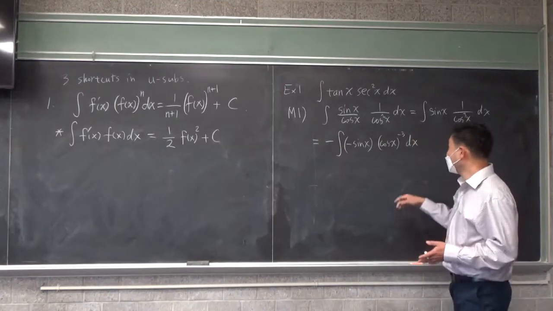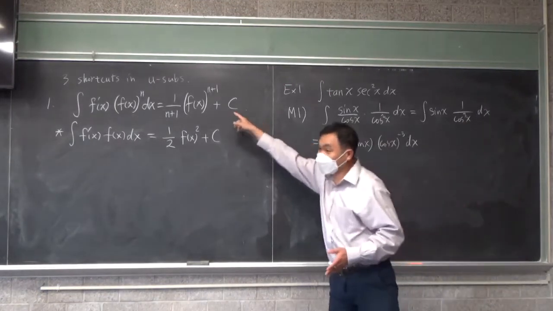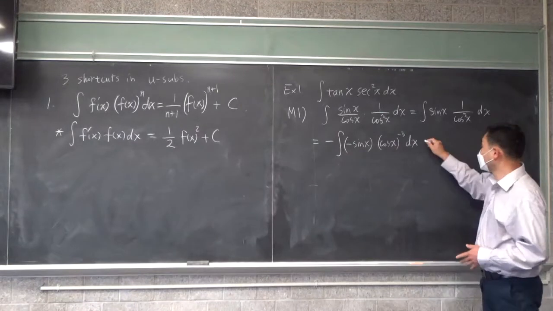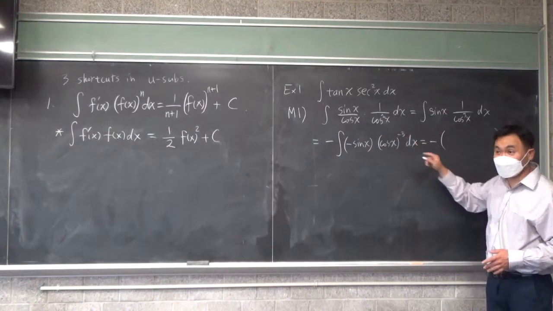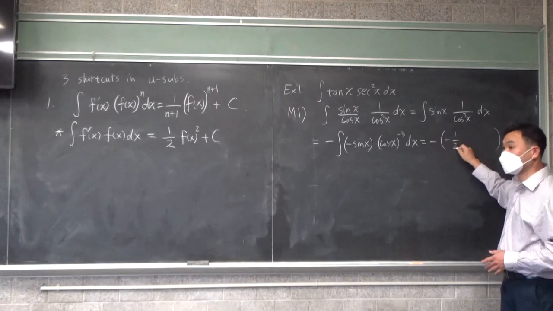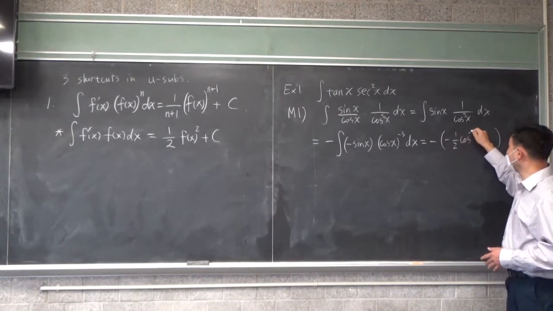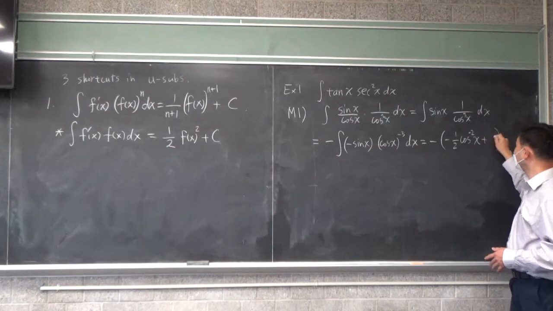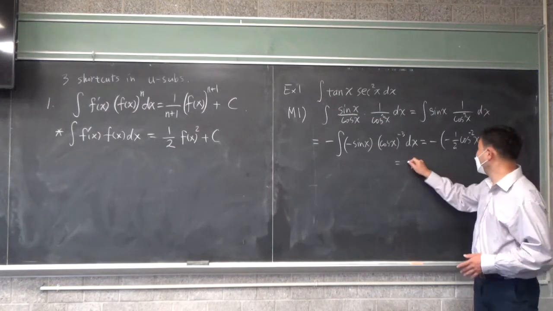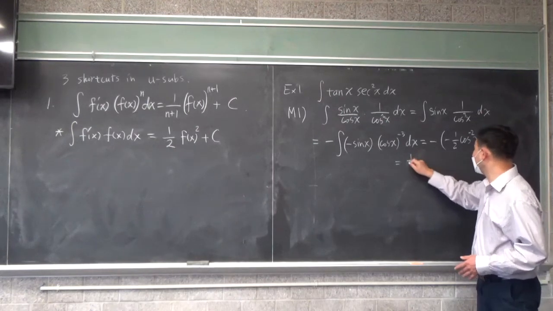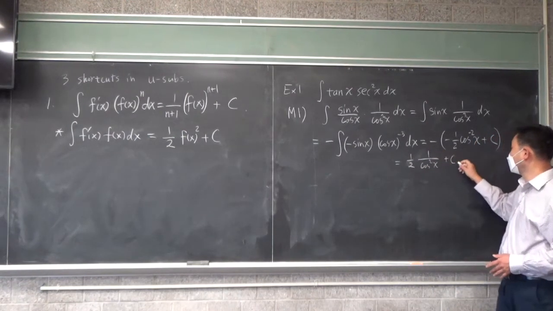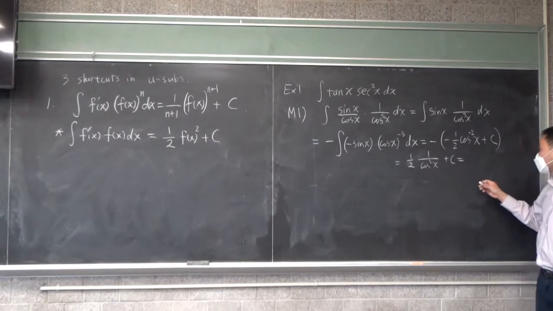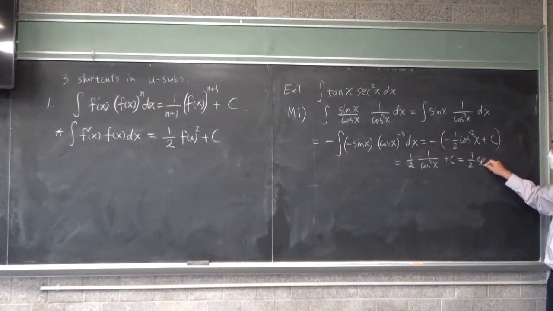Okay. All right, so if I apply this formula here, what do you get? N is negative 3, right? So it's negative 1/2 cosine to the negative 2 power plus c. So it's going to be positive 1/2 times 1 over cosine squared of x plus c. And 1 over cosine is secant, so it's 1/2 secant squared of x plus c.